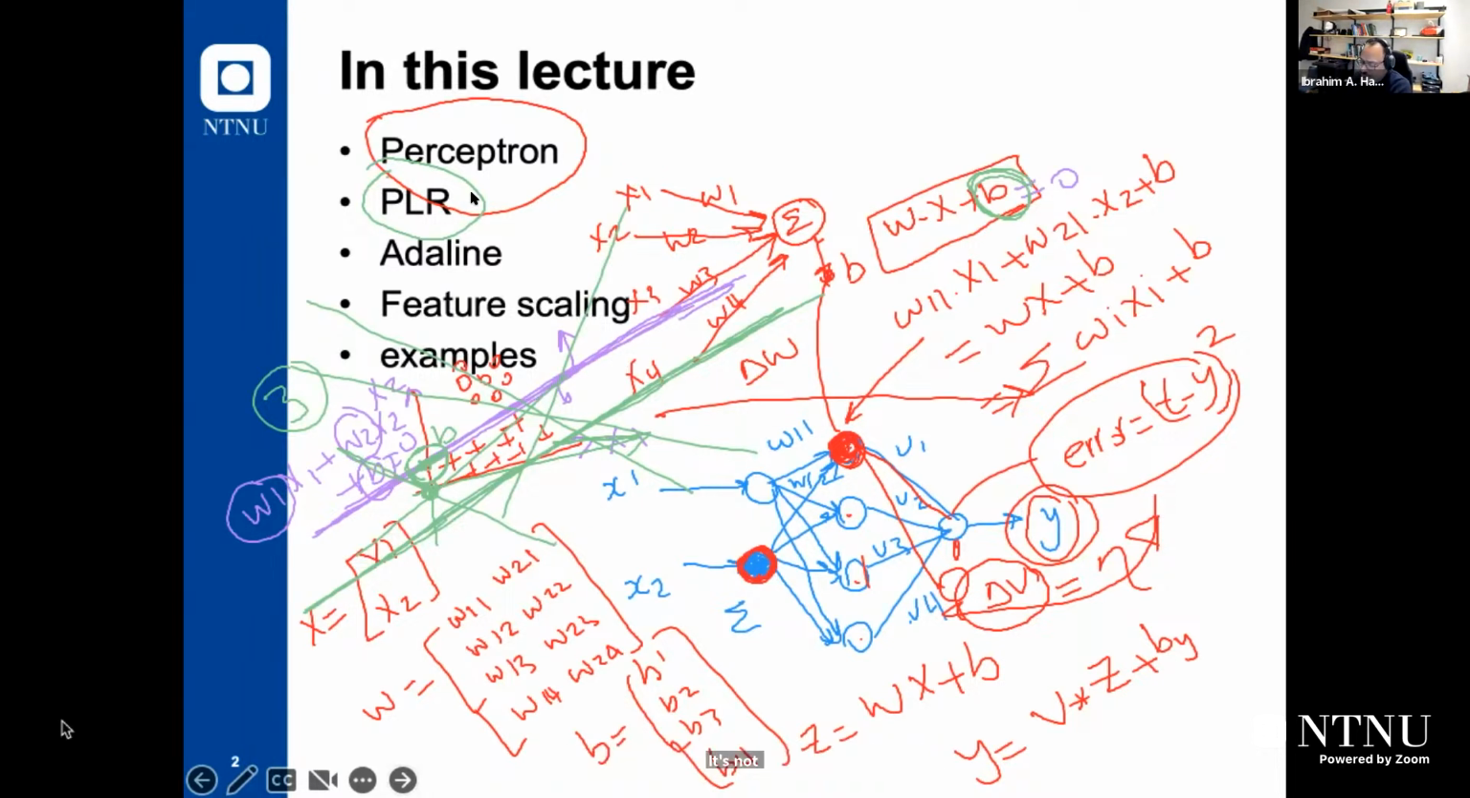Because for simple problems, we can find omega 1 and omega 2 manually, but in this case, it will not be a data-driven method, right? Because data-driven method means we learn from data. If you adjust it manually, we will not be able to learn from data, and it will be just very simple, like a regression model, for example. So the perceptron learning rule is a very simple rule which will help us to adjust those weights automatically from data.